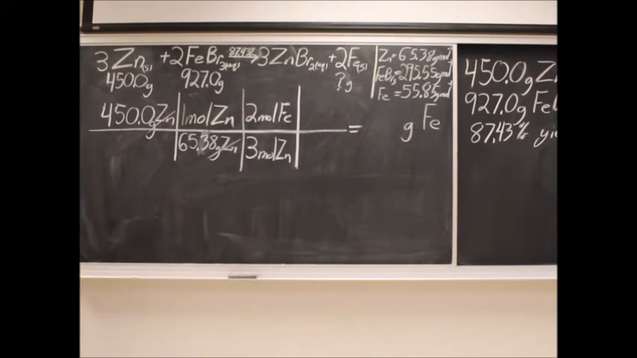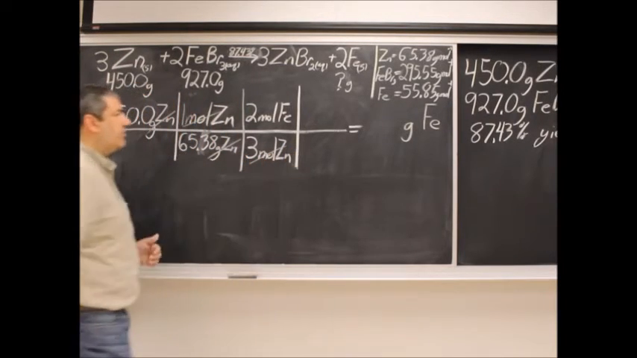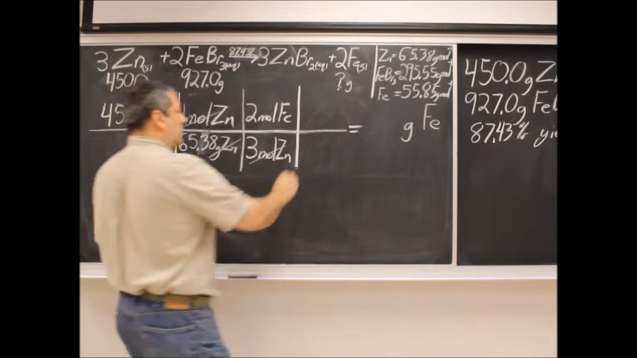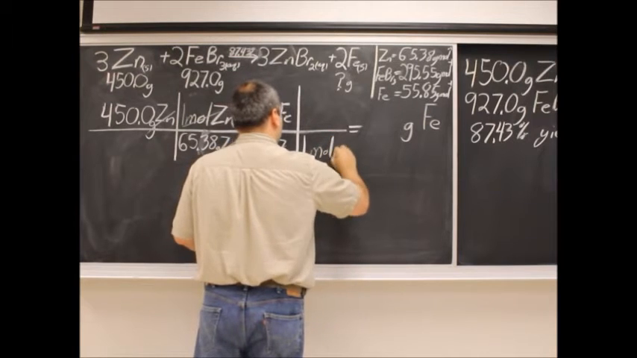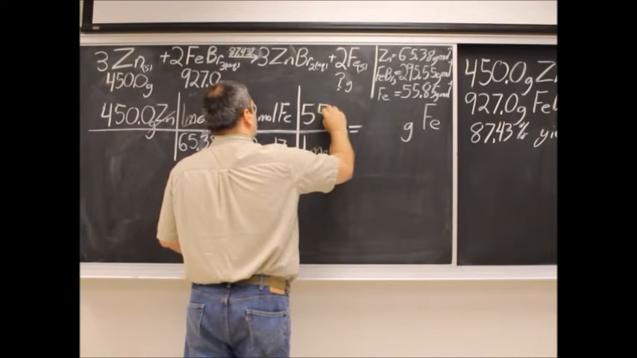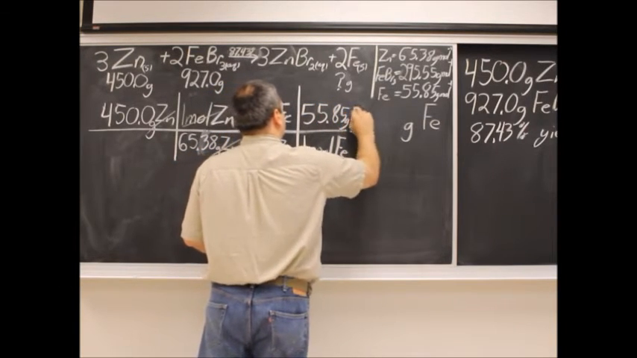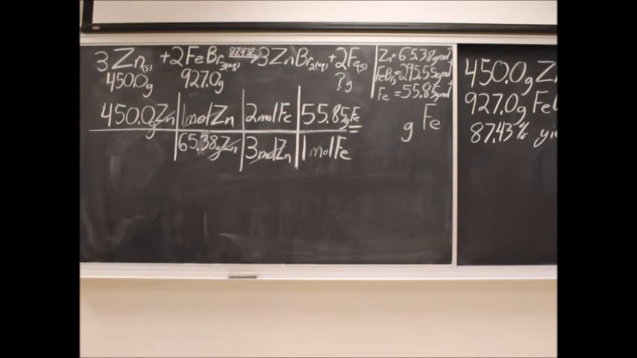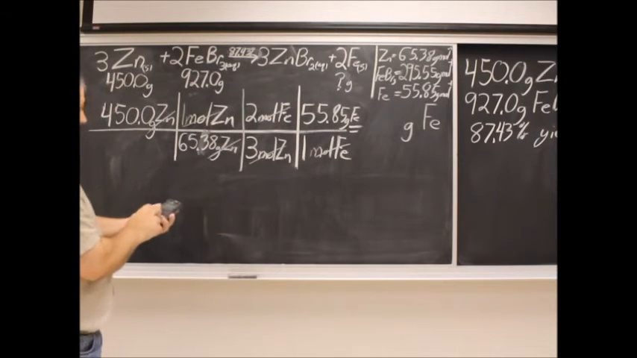You have to use the balanced chemical equation. There's no other way around it. Moles of zinc cancel. Now I'm in moles of iron. And we want grams of iron. So 1 mole of iron, 55.85 grams of iron. Moles of iron cancel. We have grams of iron, so now we're ready to go for the calculation.